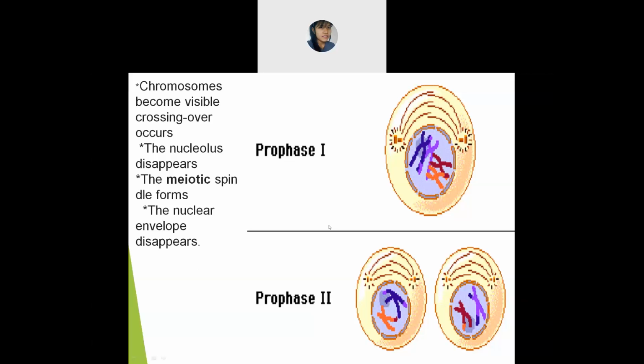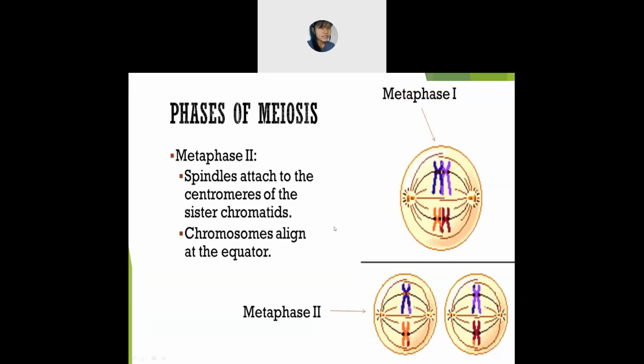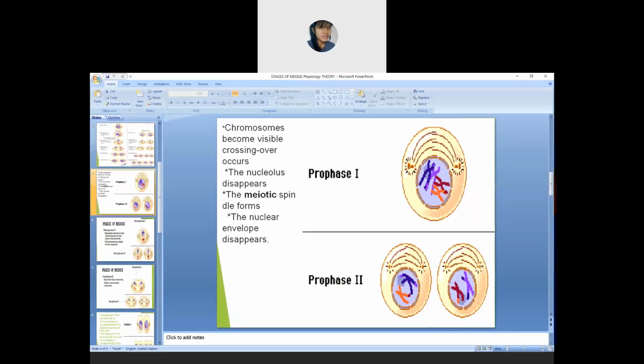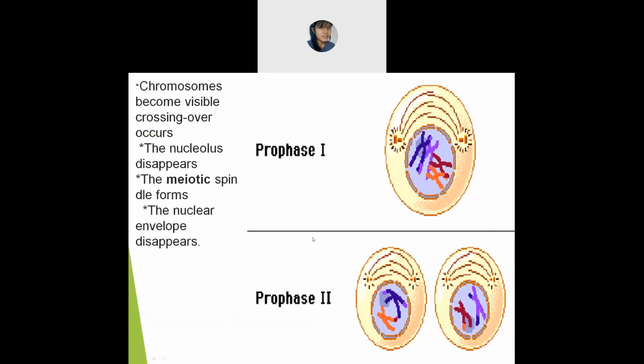Only spindle fibers will be there. Why? Because as the cell wanted to divide, so for that you will see spindle fibers. Okay, did you understand?